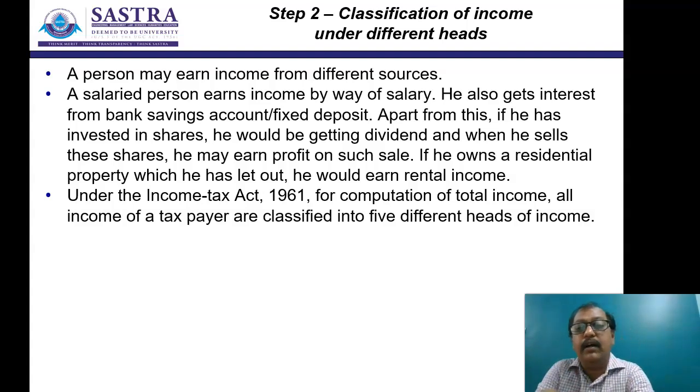A person may earn income from different sources. Sometimes the same individual can have multiple sources of income. But the majority of the time, one single source is going to be the source of income for an individual. A salaried person who earns income by way of salary, suppose he is on an employment, also gets interest from the bank savings account or a fixed deposit.